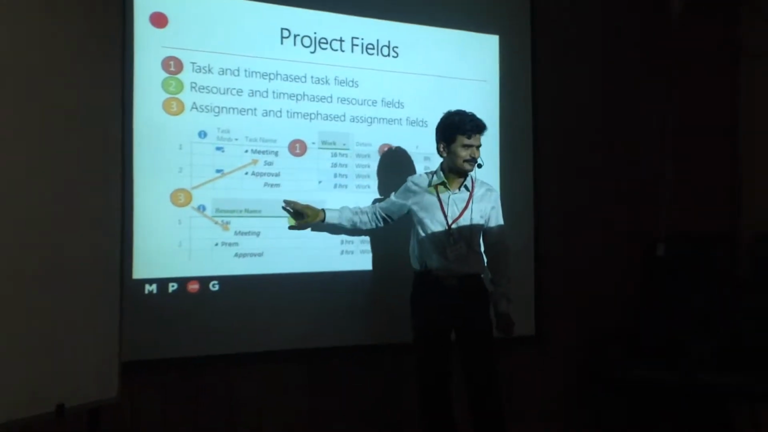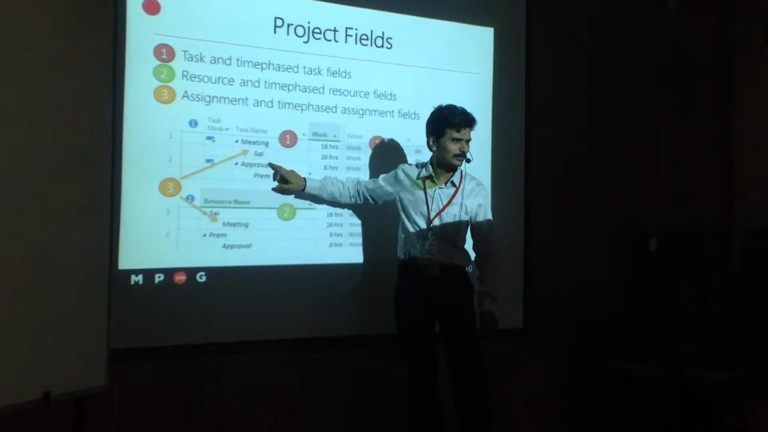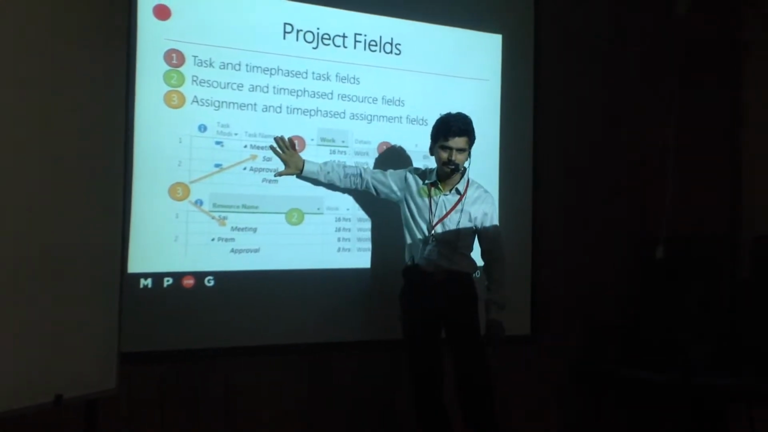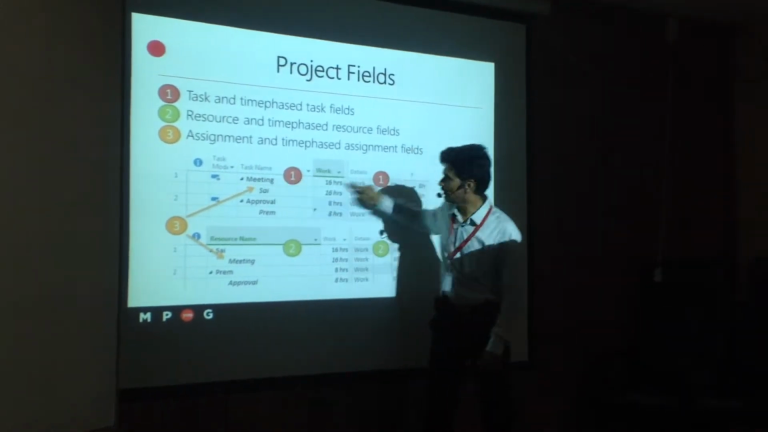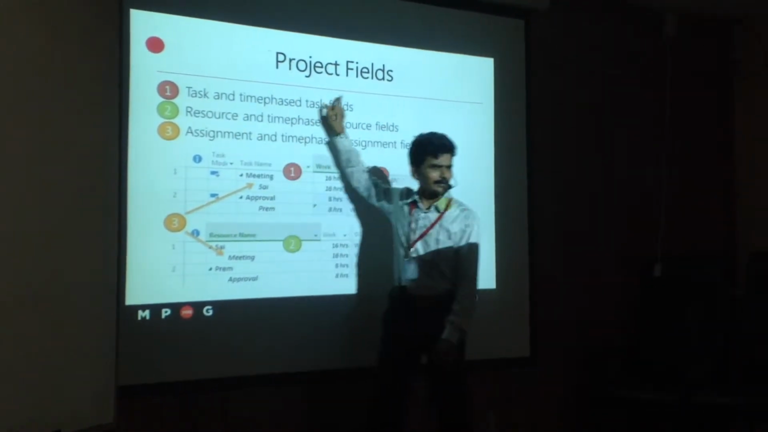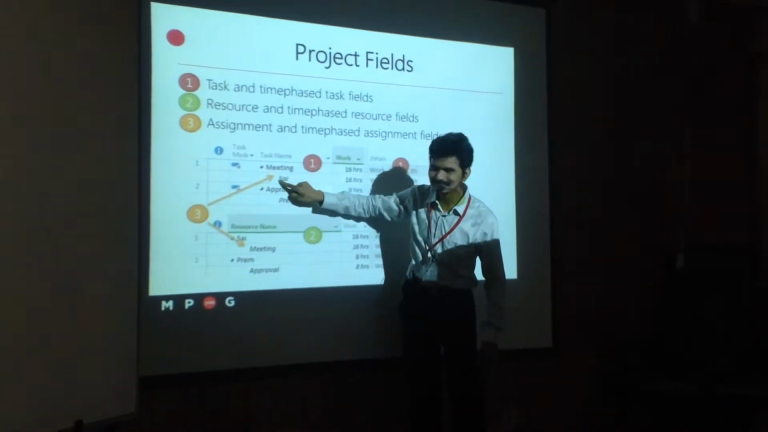So this is me and this is a different person, right? So this guy is working on this meeting, this guy is working on approval. Don't worry about this, we'll come back to that. So if you look at it, this row, what you're seeing on the top, is called task related data. Okay, so to know who is working on it, this is assignment.